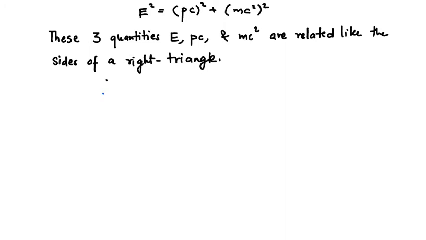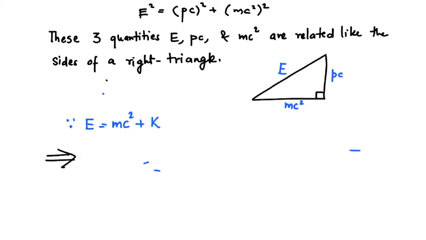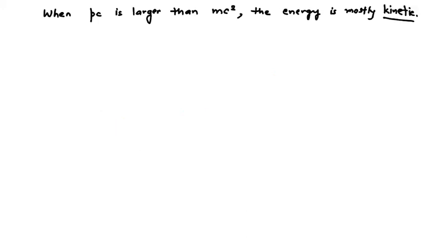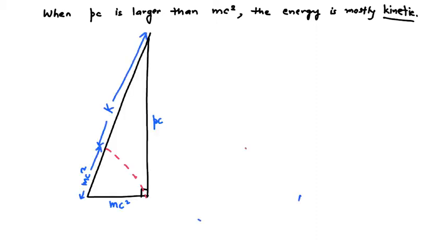Now before I go further, let's look at this equation again and how this relation can be understood. These three quantities, E, pc and mc², are related like the sides of a right triangle. I can denote it like this in a triangle. When pc is larger than mc², the energy is mostly kinetic, and it can be represented again using a right triangle.